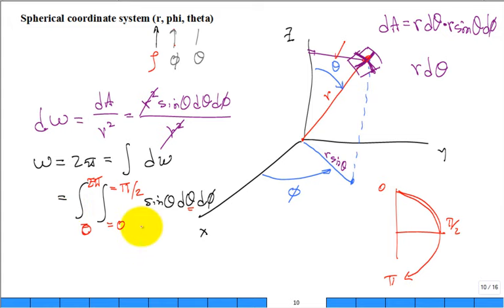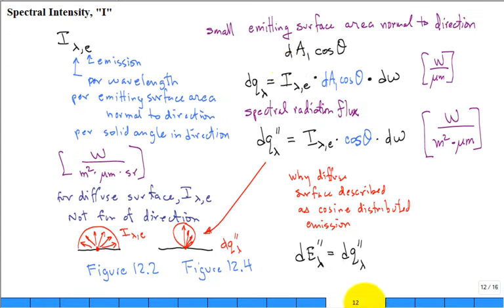Do you think you could do this integration and prove to yourself it's 2 pi steradians in a hemisphere? Good. All right. Well, let me stop here. I'll pick up there next time. Thank you.